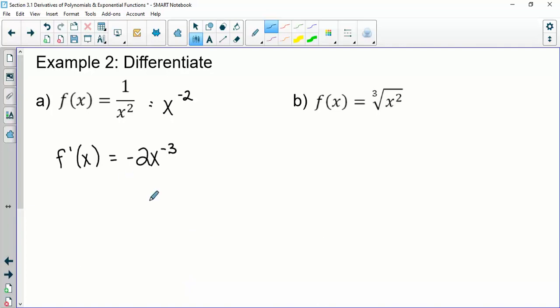You can leave it like that. If you had done it the long way, you probably would have ended with a fraction. Okay, these are equivalent. I do not care how you write those. B. If I said the cube root of x squared, how could I rewrite that?